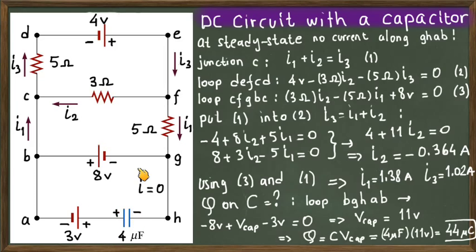And we have applied Kirchhoff's loop rule to find, even though there is no current through this branch, the charge on the capacitance by just applying Kirchhoff's rules.